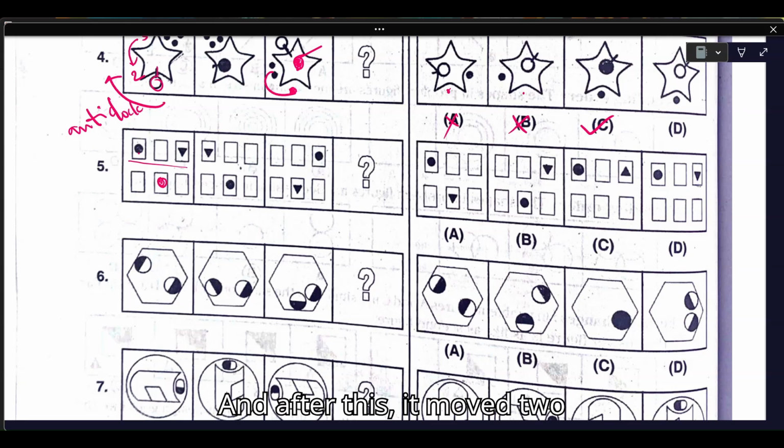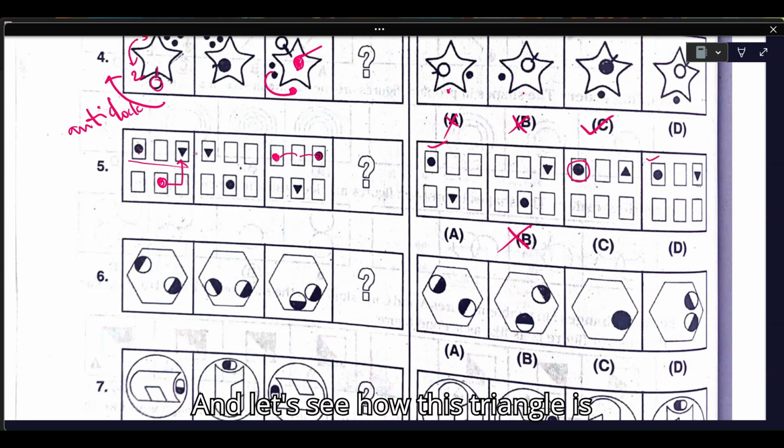Okay, and after this it moved 2 steps again, it went to here. So obviously it will move 2 steps again, 1 step and 2 steps. So the answer will be black should be here. So what is this? This one is there, this is something, actually the size is not matching, but let's see. And this is also there, and the eliminated one is B.